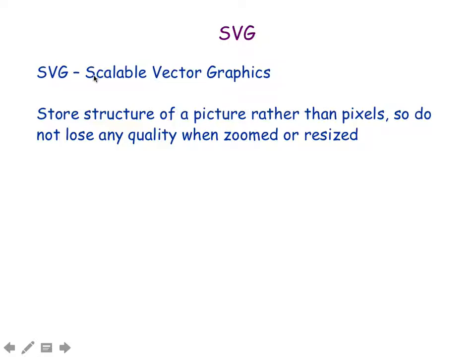Then what is SVG? It's scalable vector graphics. It stores structures of a picture rather than pixels. So PNG and JPG, are they vector graphics or not? They are not vector graphics. They are just bitmap images, right? So if you enlarge them really large, you will see some kind of artifact or artificial pattern, whether it's text or some circles or any other graphical shapes. But this kind of scalable vector graphics.